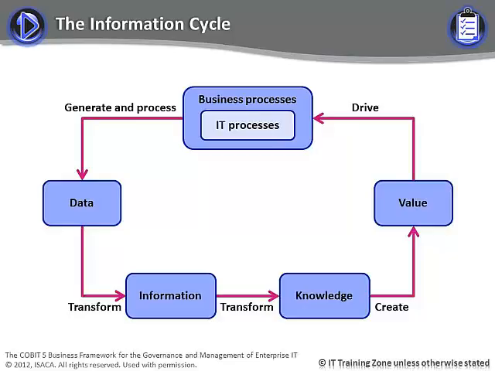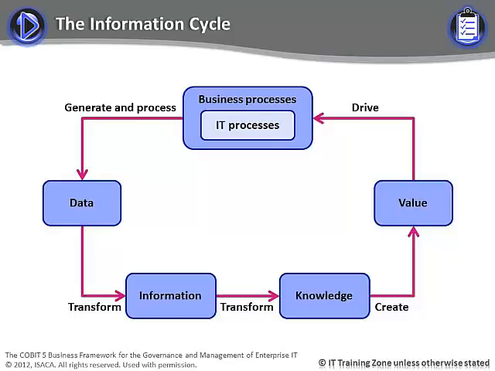Okay, so far in the lesson, you've learned about the goals of the information enabler and how they relate to COBIT 4 information criteria. The next topic is the information cycle, which is shown in the diagram on your screen. You can see that business processes, including IT processes, process and create data.